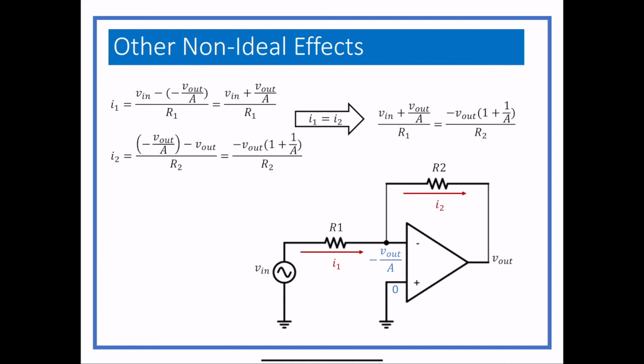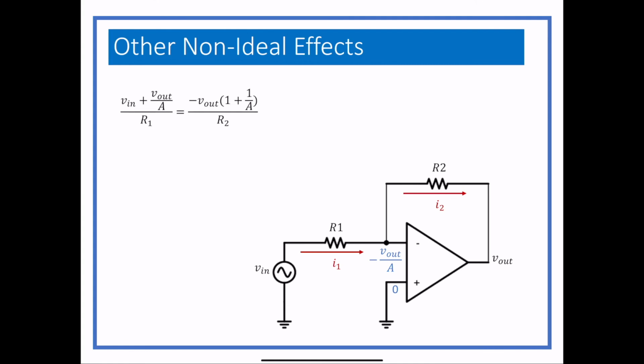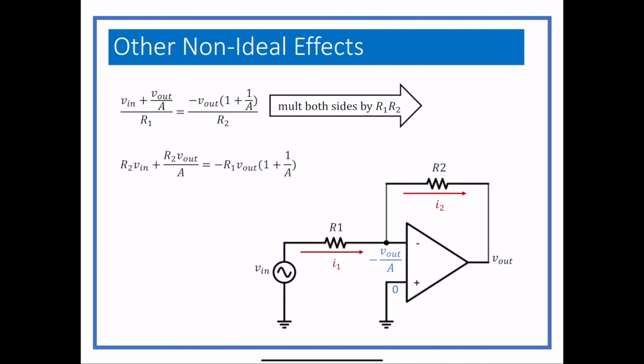So when we do that, we get Vin plus Vout over A, all over R1, equals minus Vout times 1 plus 1 over A, all over R2. We're getting there. We take that and multiply both sides by R1 R2, so we can get rid of the big fractions. We get R2 Vin plus R2 Vout over A equals minus R1 Vout times 1 plus 1 over A. Yeah, we only have like 2 more slides to get to the end. It's basically just algebra, though.